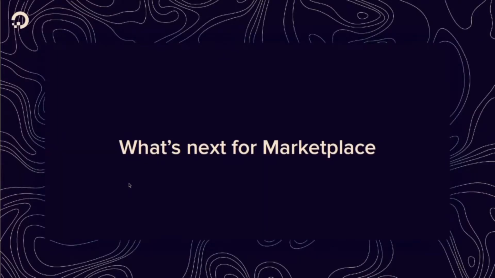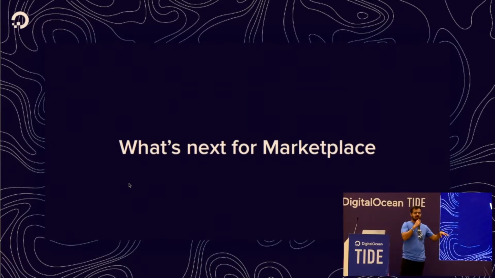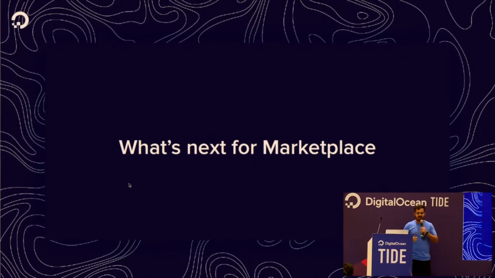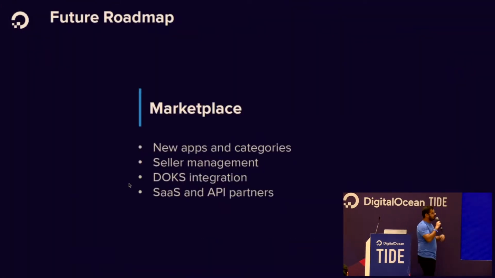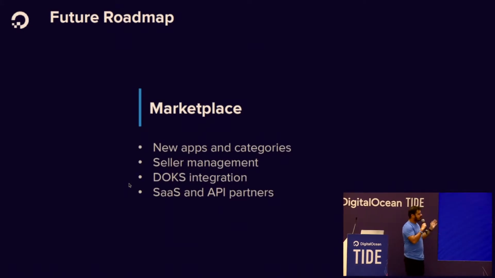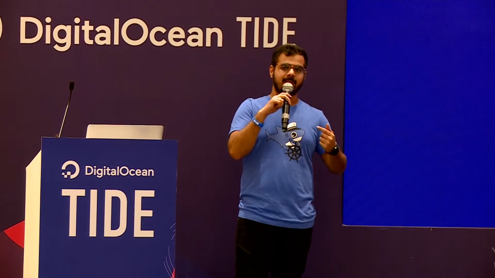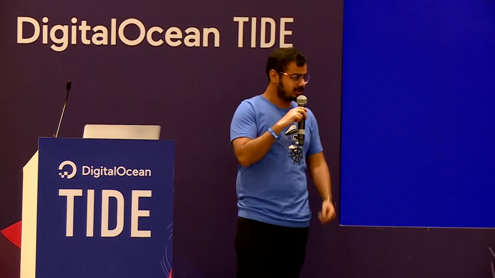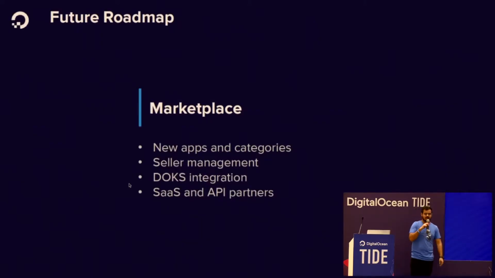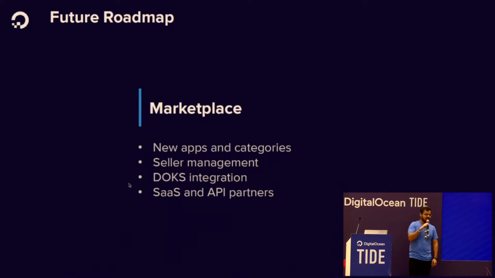This has been around for the past one month, the one-clicks and marketplace. But it's continuously evolving, and there are a lot more features being added to the marketplace. An example is new apps and categories. You have seen a lot of developer tooling categories right now, but more apps will be coming in, and there will also be seller management for folks who want to see the revenue streams generated, and the adoption and all those things. You'll also come across DigitalOcean Kubernetes integration soon.